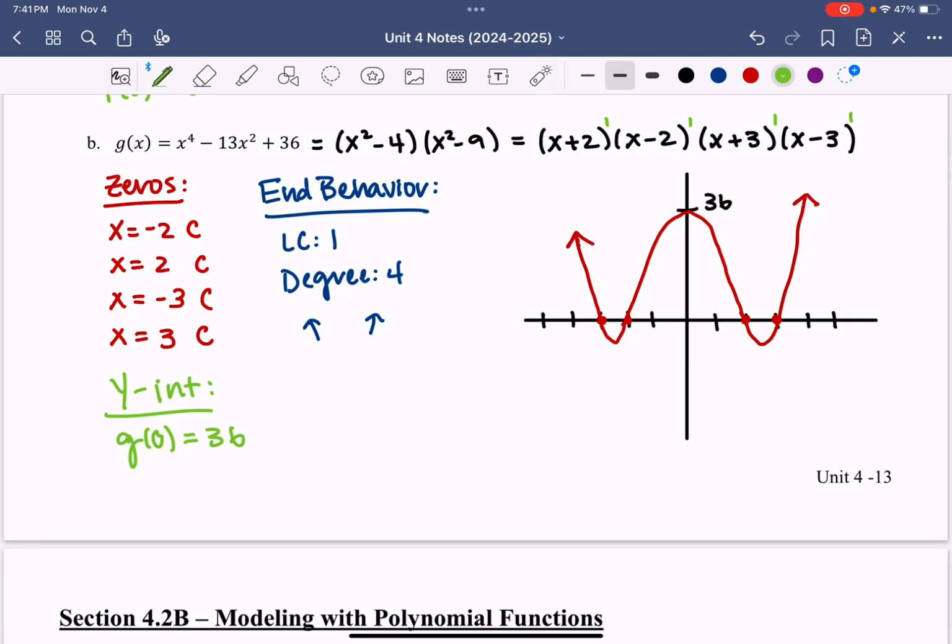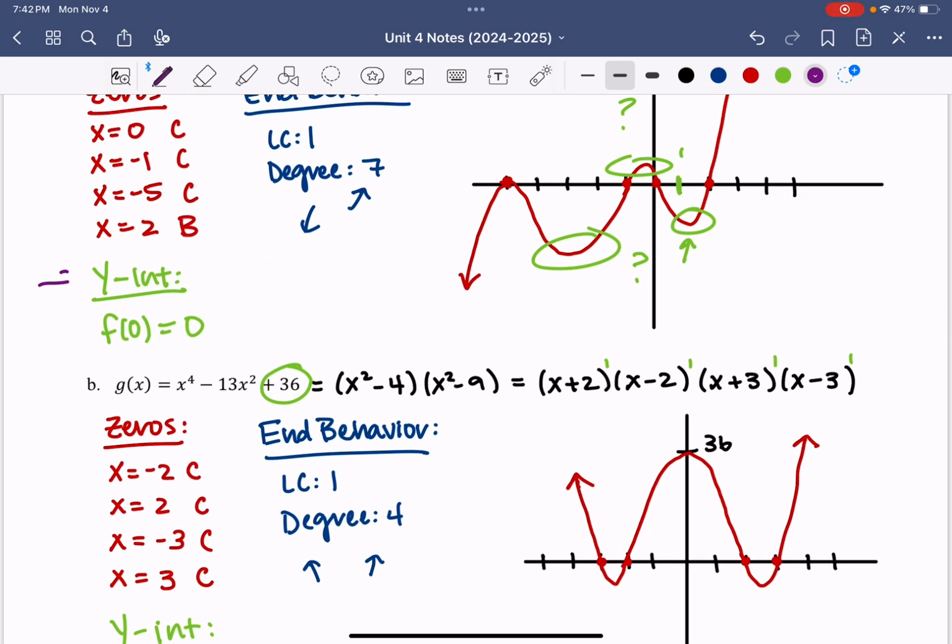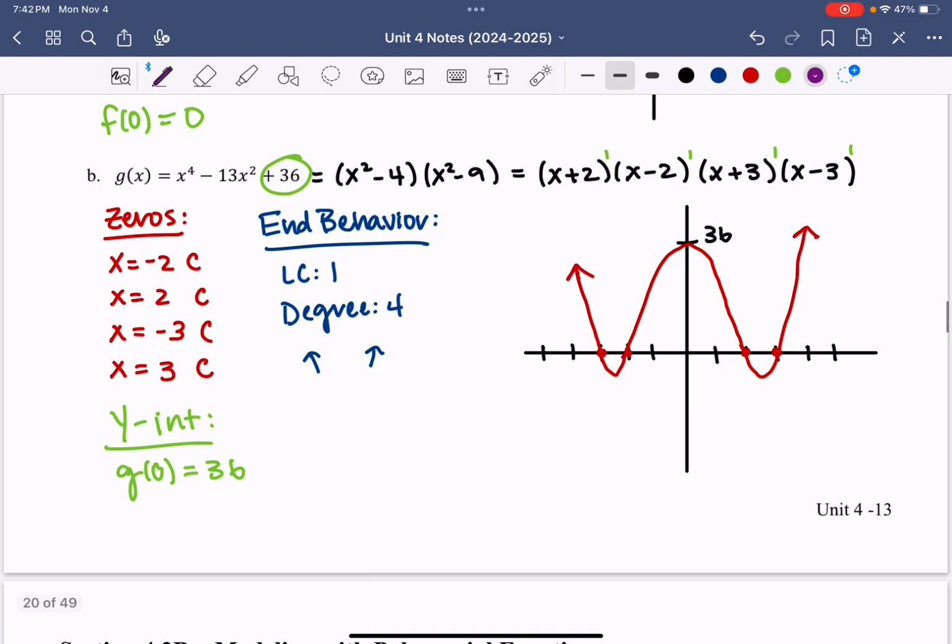Our y-intercept is 36, and that was pretty easy to pick off because that was our constant. And our end behavior: since our leading coefficient was 1 and we had a degree of 4, which is even, I know we're going to rise to the left and to the right. On our graph here, the thing that stands out a little bit more is the y-intercept. 36 is kind of high. I'm not going to spend my time making 36 little dashes. So it's okay just to put a 36 there and label it, so we know that's representing 36. These ones are going to represent 1, 2, 3.